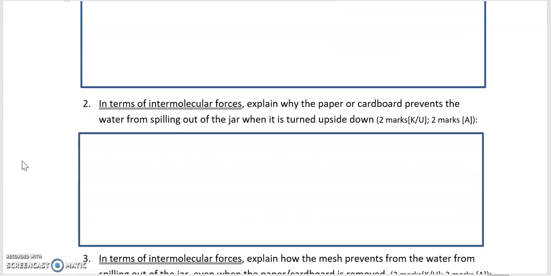For the second one, you're going to, again, in terms of intermolecular forces, explain why the paper or the cardboard prevents the water from spilling out of the jar when it is turned upside down. He puts the paper onto the cardboard, turns it upside down, and lets go, and everything stays. Now there are, of course, pressure arguments in this. You can argue about a positive and negative pressure, that idea. But what I'm looking for is, again, in terms of intermolecular forces, what's holding it there? You're looking at how the water is interacting with the cardboard, the cardboard with the jar, and so on. So think about every possibility. You can even sketch it out to yourself if that helps.